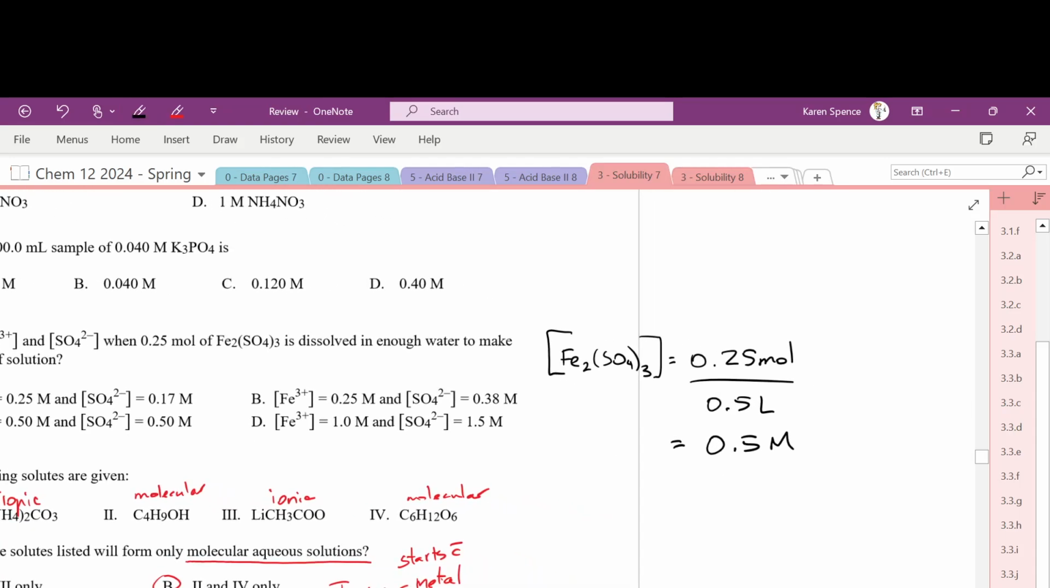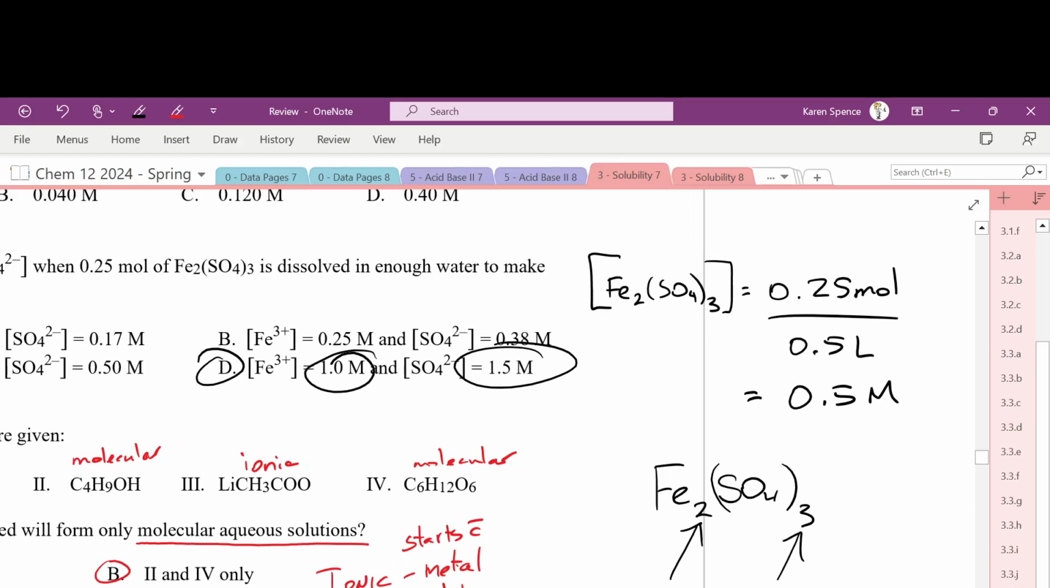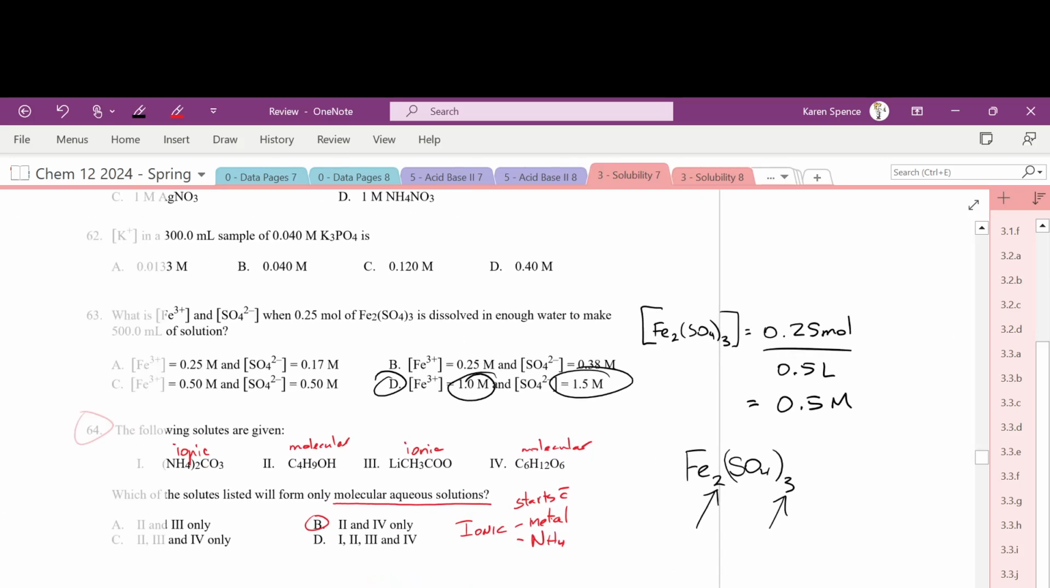Now, if we draw out the Fe2(SO4)3, you can just look and you can say, okay, iron is going to be twice that because I've got 2 of them. So that's going to be 0.5 times 2 is 1. And sulfate is going to be 3 times that much because I've got 3 of them. So that's going to be 0.5 times 3 is 1.5. A 100. Excellent.